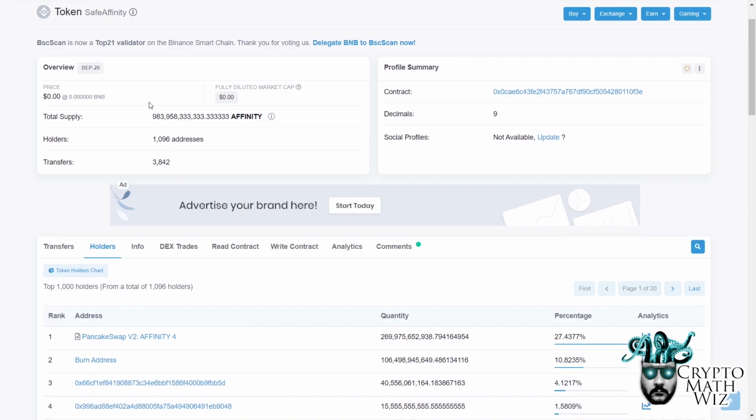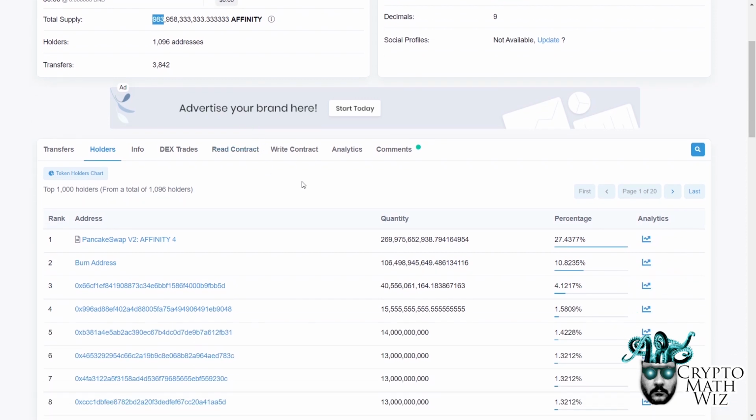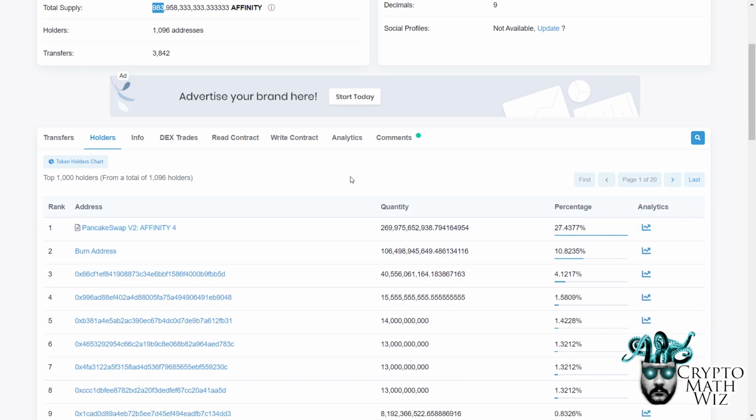So you can see of our 983 billion tokens, 269 billion, a huge chunk, are held by PancakeSwap. Now that's not unexpected, that's incredibly common. What that means is those are the tokens that are held on the PancakeSwap decentralized exchange, which if you go on to PancakeSwap, you can exchange different kinds of crypto for other kinds of crypto. So those tokens are waiting. So if you want to buy some Safe Affinity, you can pull from that pile by trading something else. If you want to sell your Safe Affinity, it's going to go onto that big heap. So that's just part of the trading landscape.